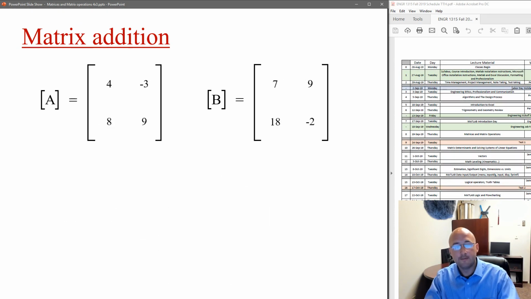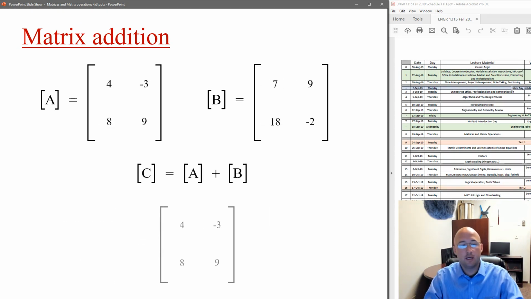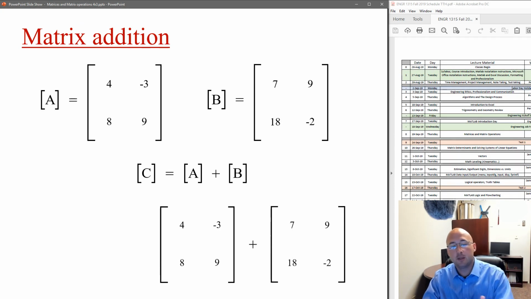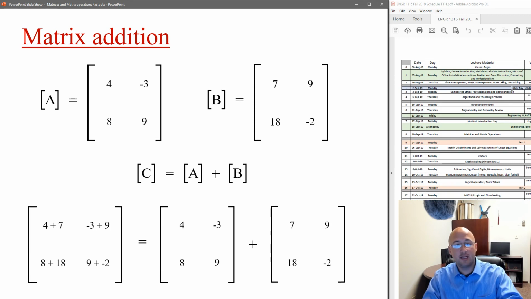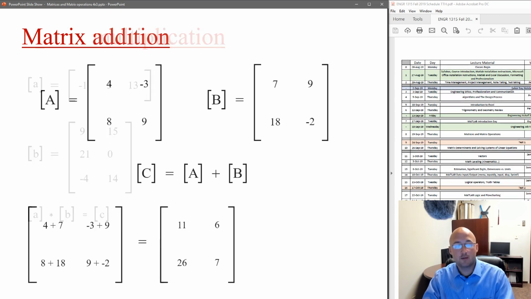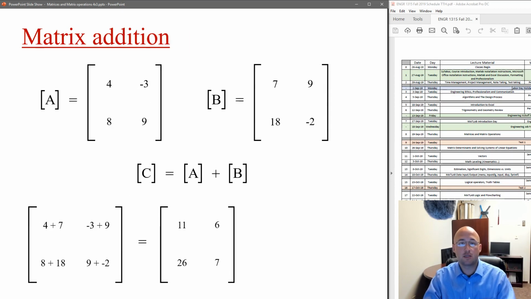So here we go. Using these numbers only, I'm going to write my first matrix, 4, negative 3, 8, 9, plus 7, 9, 18, and negative 2. And what that equals is 4 plus 7 in the first position, negative 3 plus 9 in the second position, 8 plus 18 in the third position, and 9 plus negative 2 in the last position. So in effect, we get 11, 6, 26, and 7.